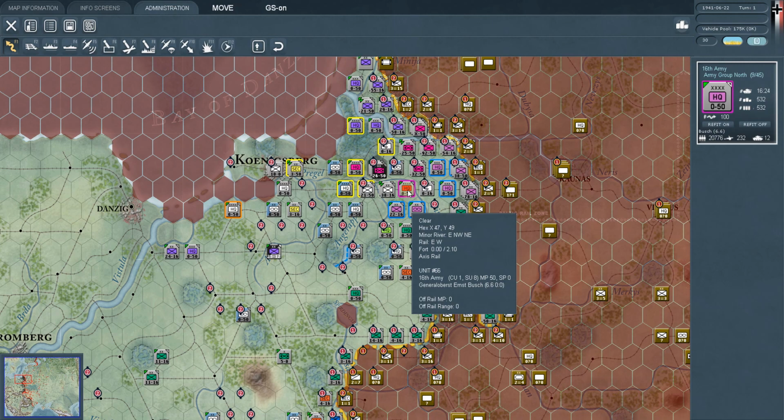It is one command unit and 8 support units. It has 50 movement points and it has 0 special movement points. We'll talk about that, or strategic movement points. And this is Bush. He's a 6600. We'll get into that when we talk about leaders.